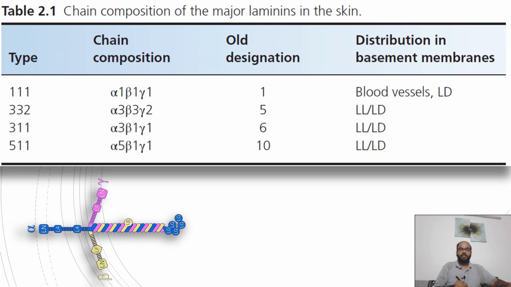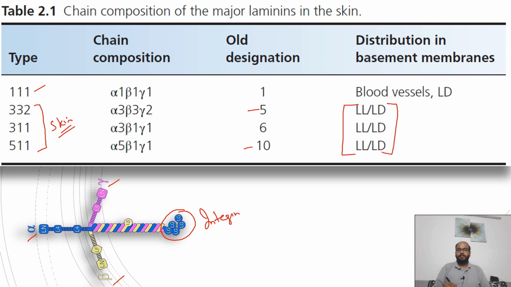As I've said, different structures are there. Laminin 111 means alpha 1, beta 1, gamma 1. 332, 311, and 511 are the major laminins in skin. These are the older designations, which are not asked as of now. You can see that they are the major constituents of lamina lucida and lamina densa. Each laminin has three strands: gamma, alpha, and beta, with the alpha one being the longer one. Then you have the globular part, which attaches to integrins. Laminins are the major protein that attaches the epidermal basal cell to the dermis. It acts like a glue to attach integrins to the underlying dermis.